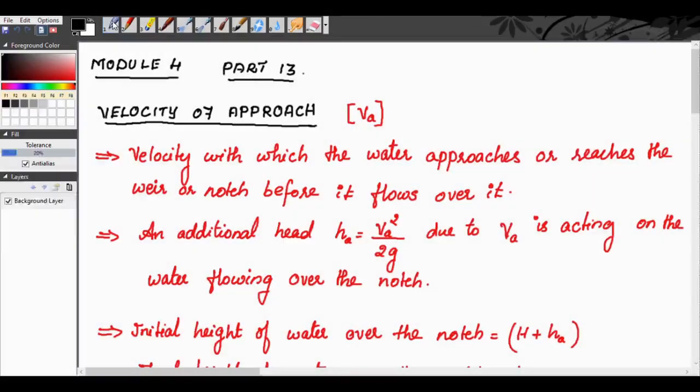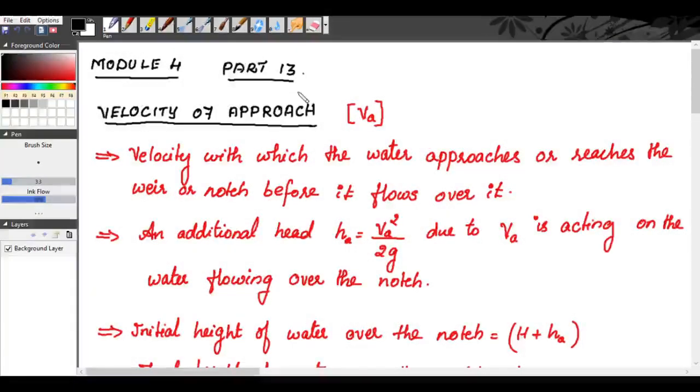Welcome everybody once again. In the previous classes we saw about weirs and notches, and what the effect on discharge is when there is an error in pressure head. We saw rectangular notches and weirs, triangular notches, stepped notches, as well as trapezoidal notches and weirs. So today let us see the next concept called velocity of approach.